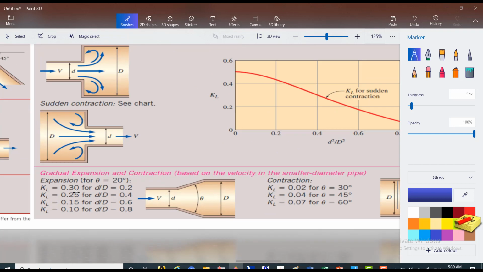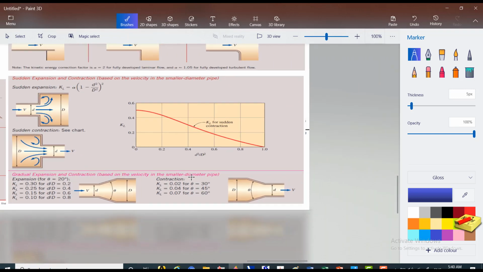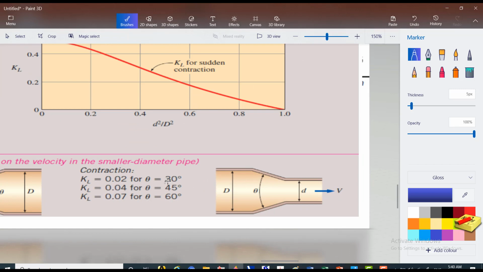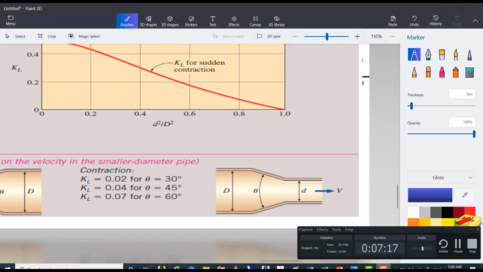Now for this one, we also have the value. Okay, so that is the ratio. You need to find the ratio of the diameter of the small one and the large diameter, in order to get the value here, the value of your KL. Then you also have the degrees of opening. How much are the degrees? 30, 45, and 60.